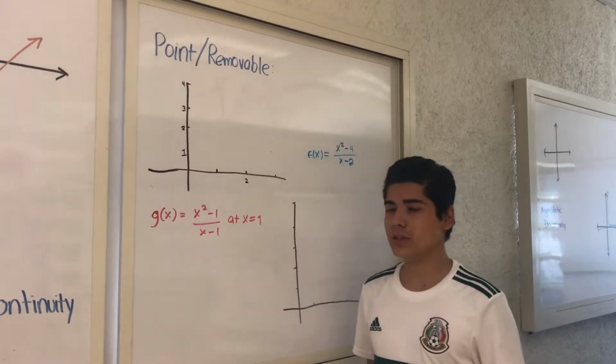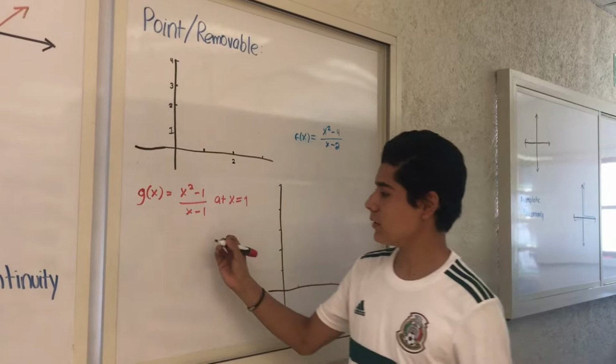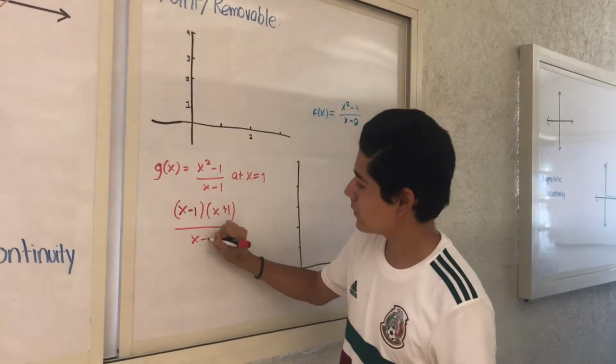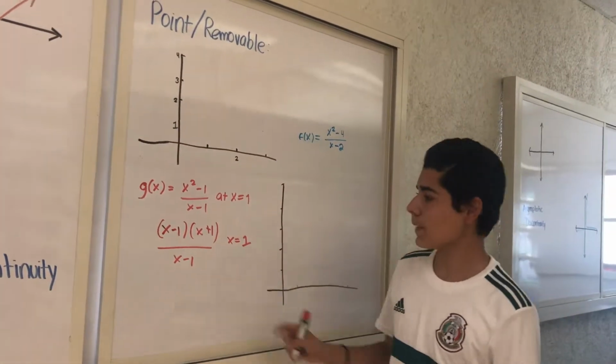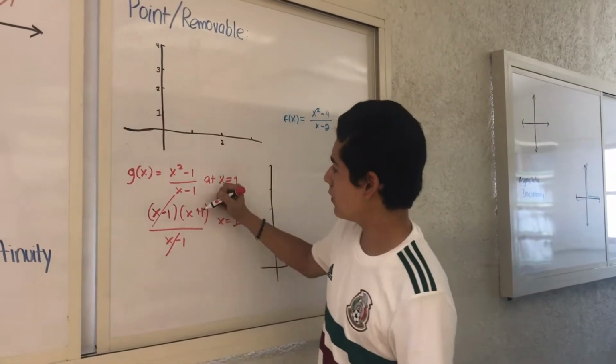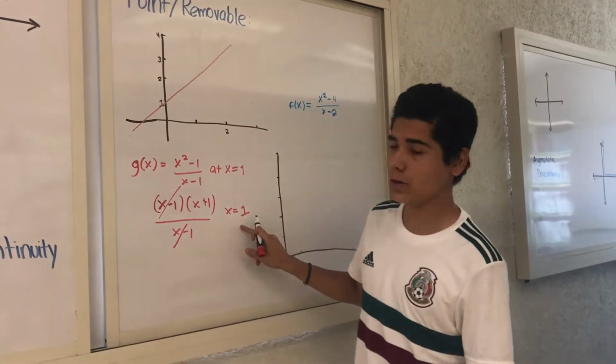Here we have the first function. Factorizing this function, we can factorize this way: x minus 1 over x minus 1, which is going to be 1. And then this is going to be removed, and the final function is going to be expressed here, x plus 1, but having a hole at the number 1.